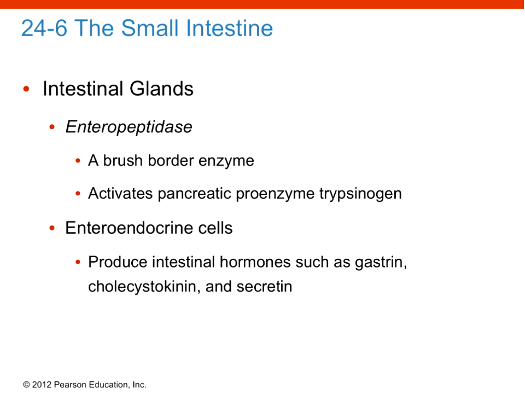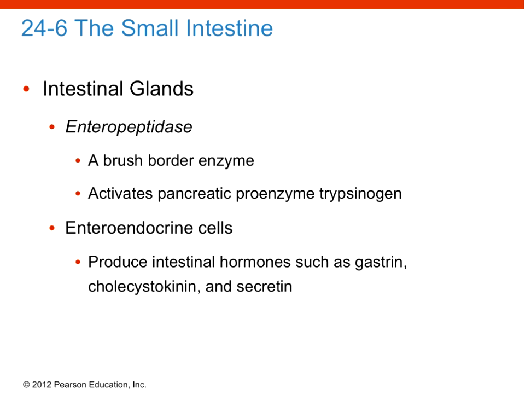Enteropeptidase is a brush border enzyme that works on breaking down proteins, so it activates pancreatic proenzyme trypsinogen. So a real important aspect to remember here is that anything that's a peptidase on there, or pepsinogen, is going to break down proteins.